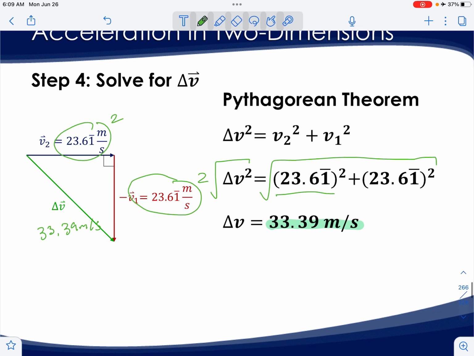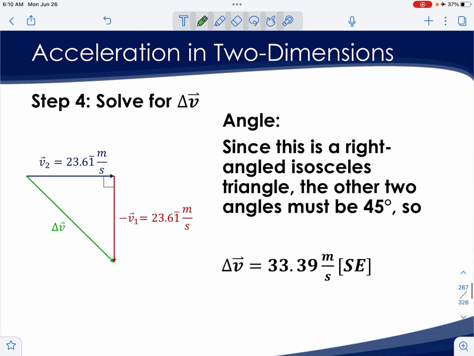Now, what's the direction? Because these are both the same size, I know just intuitively that this angle is going to be 45 degrees and this one is going to be 45 degrees, because it's an isosceles triangle, and since these sides are the same, these angles have to be the same. So the direction is southeast, at 45 degrees.